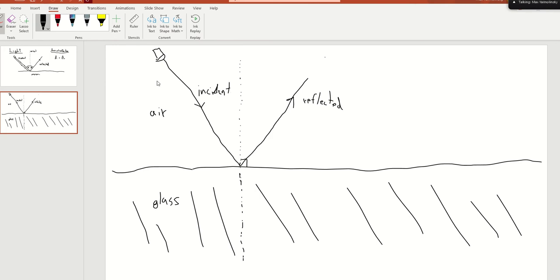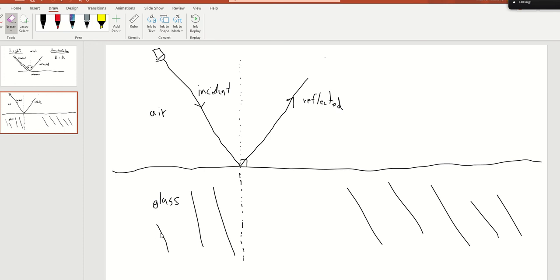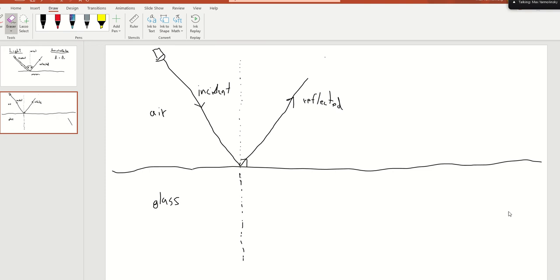Now, but there's one more thing that happens, and what happens is, I'm just going to erase this so you can see, this area is still glass over here. You know what I'm going to do is I'm going to try to make it clear that this area is glass. I'm going to see if I can fill it in with a different color.